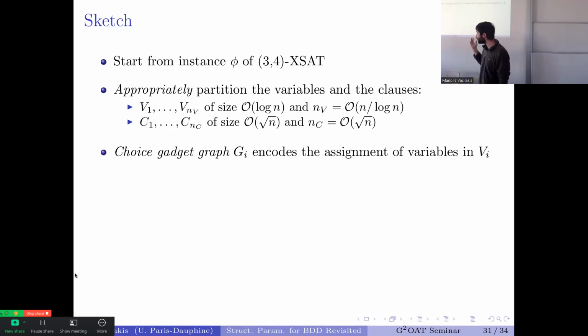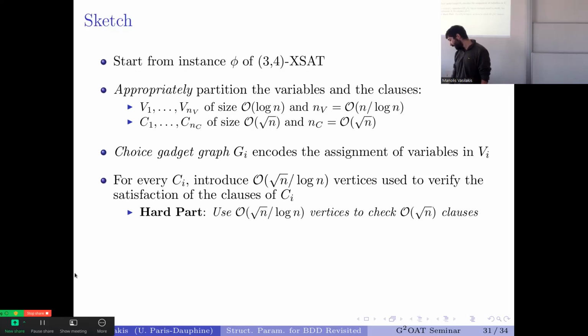So again, the idea would be that we have a choice gadget graph for every variable subset, which will encode the assignment of those variables. So this graph is actually of size n, because the set of variables that Vi has is of size log n, so we will have one vertex per assignment.